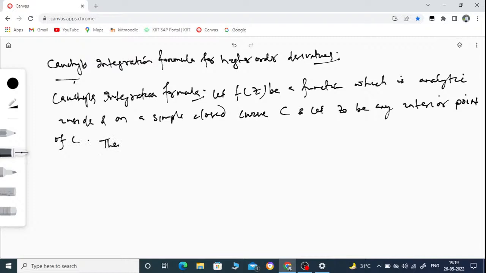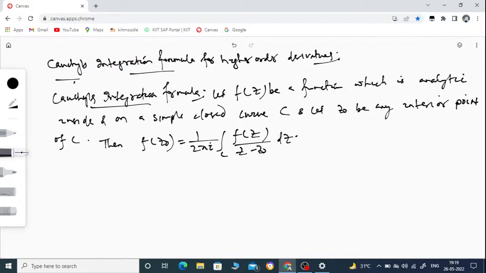Then what is your Cauchy's integration formula? This is f of z naught is equal to 1 by 2 pi i integration over C f of z divided by z minus z naught dz. That is your Cauchy's integration formula. For the higher order derivatives, I am changing this formula: in place of f of z, I will write f of j.